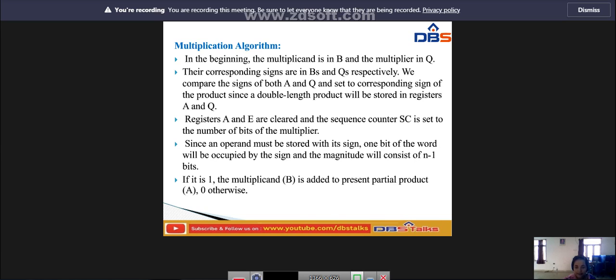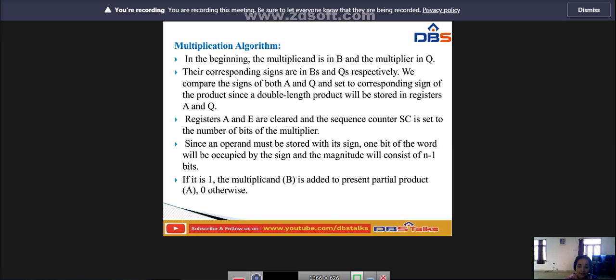The registers A and E are cleared, and the sequence counter SC is set to the number of bits of the multiplier. Since the operand must be stored with its sign, one bit of the word will be copied by the sign, and the magnitude will consist of n minus 1 bits.